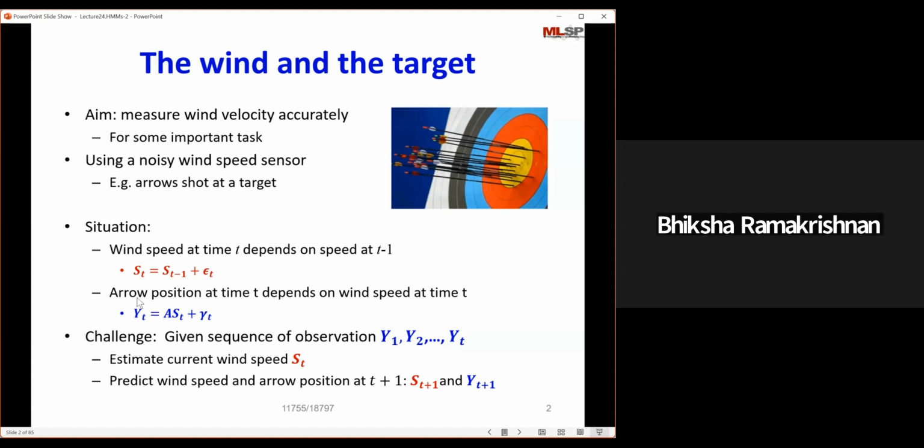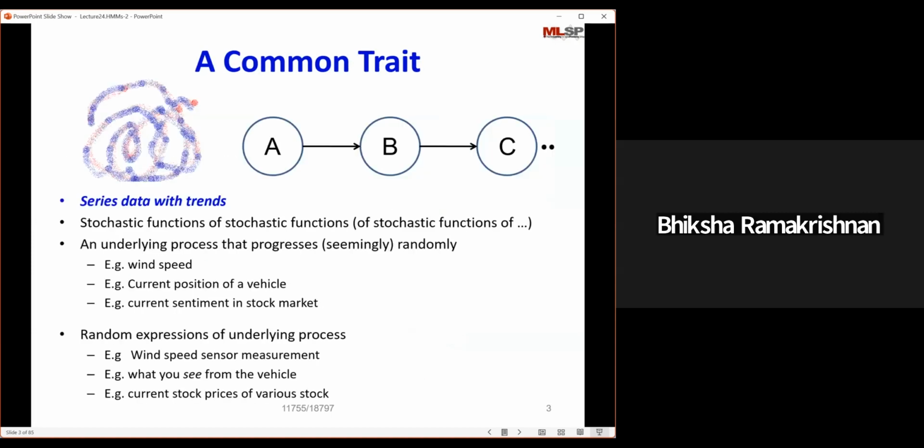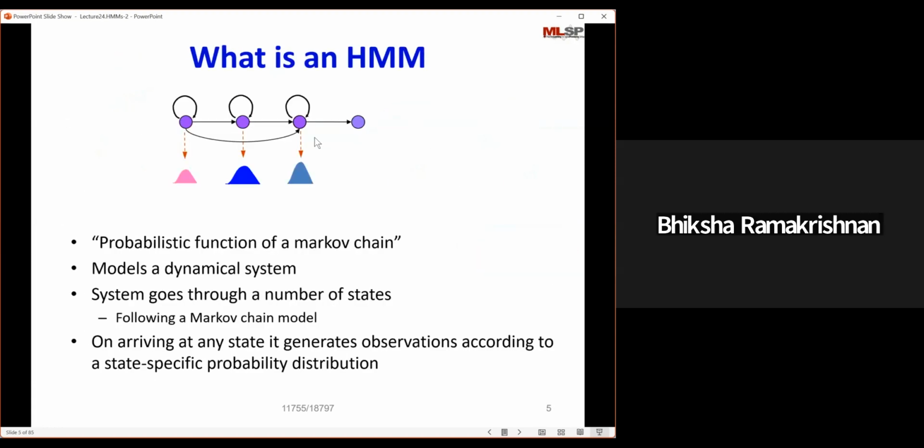And the challenge we said was, given a sequence of observations y, we had to estimate the current wind speed st, and maybe even predict things into the future. So this was an example of a process of this kind. It was time series data with trends, but this was specifically data of a kind where you had two levels of stochastic processes.